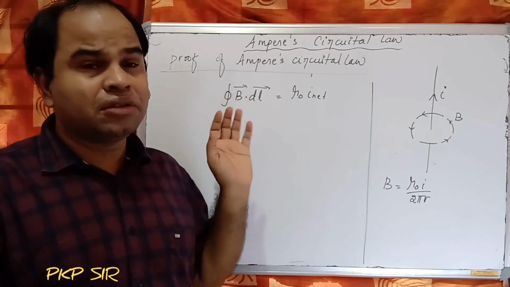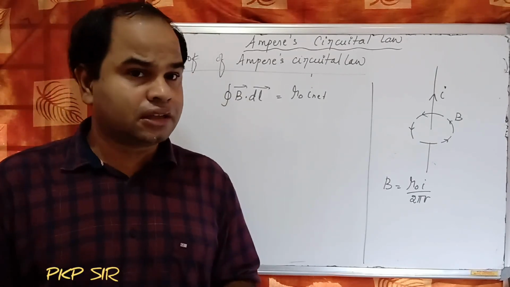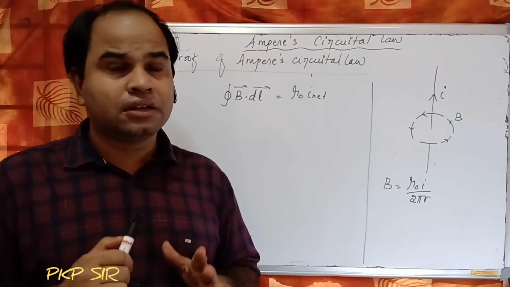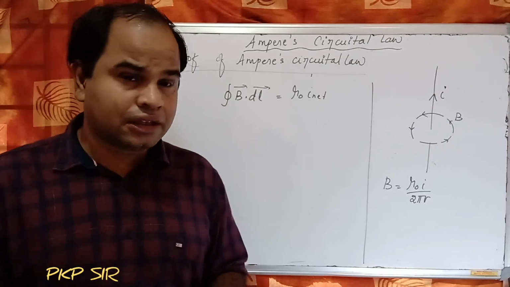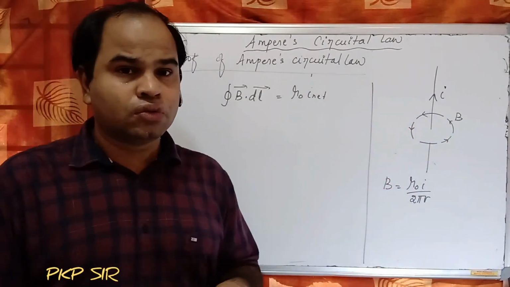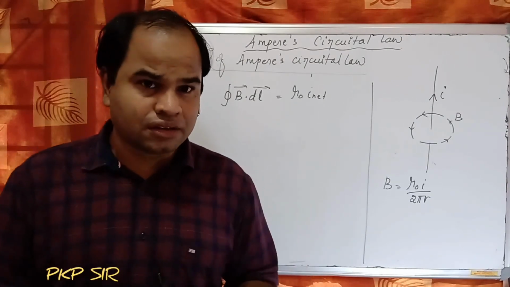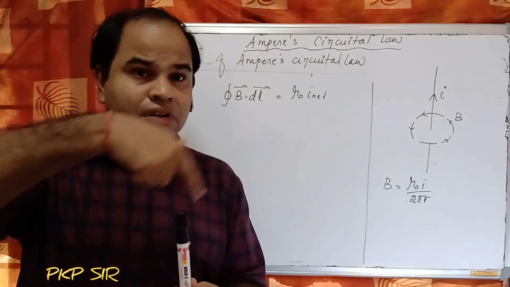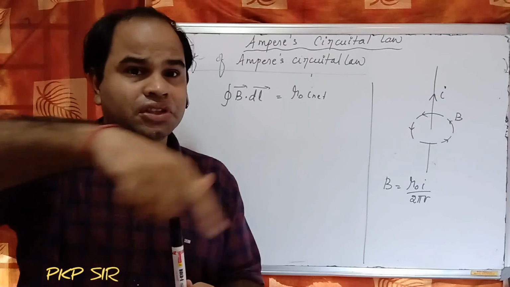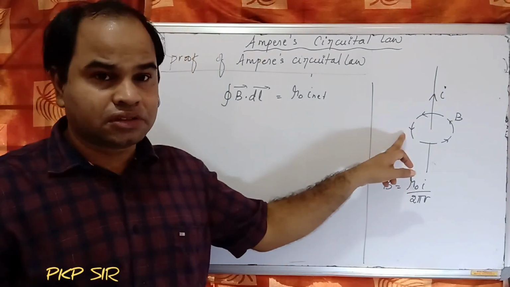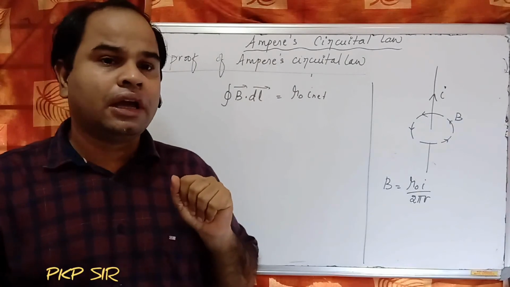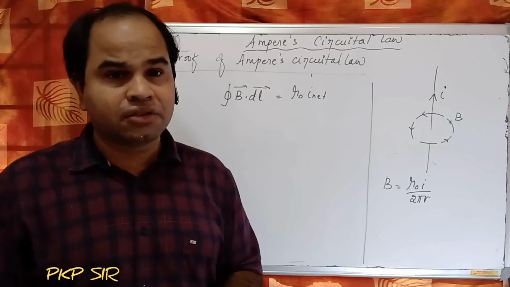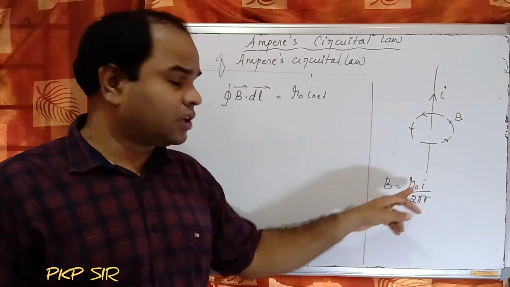We prove this by taking an infinite current carrying conductor. When you consider an infinite current carrying conductor carrying current in upward direction, it produces a magnetic field that is circular and in anti-clockwise direction. And second, at r distance from the infinite conductor, the magnitude of magnetic field is given by B equal to mu naught I by 2 pi r.